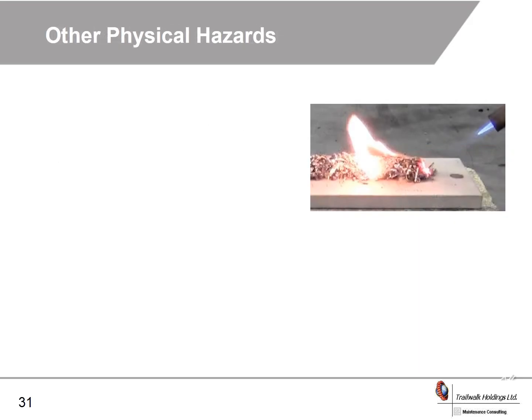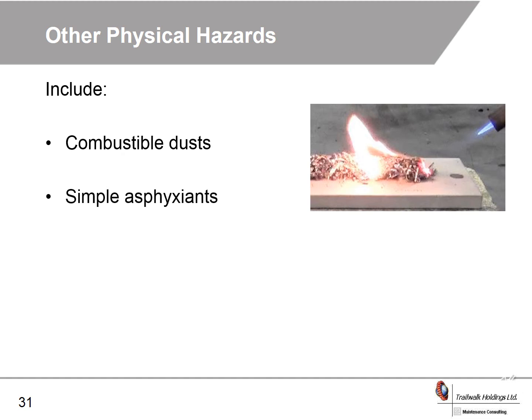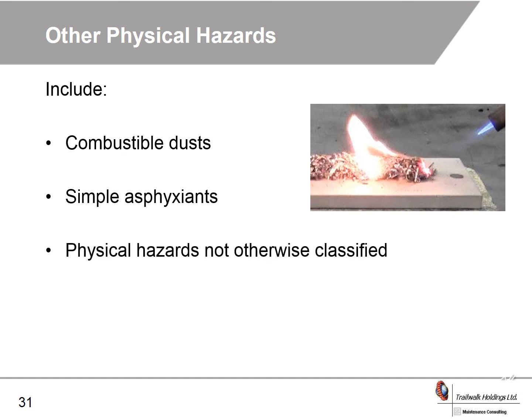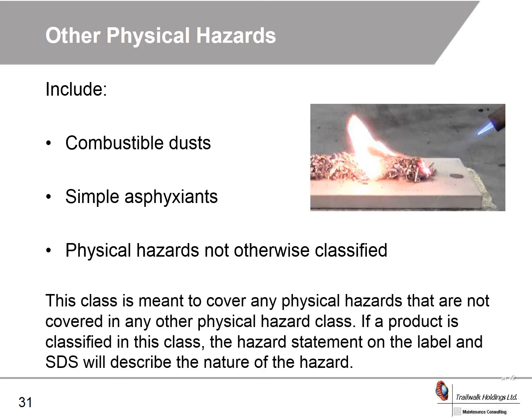Other physical hazards include combustible dusts, simple asphyxiants, and physical hazards not otherwise classified. This class is meant to cover any physical hazards that are not covered in any other physical hazard class. If a product is classified in this class, the hazard statement on the label and SDS will describe the nature of the hazard.